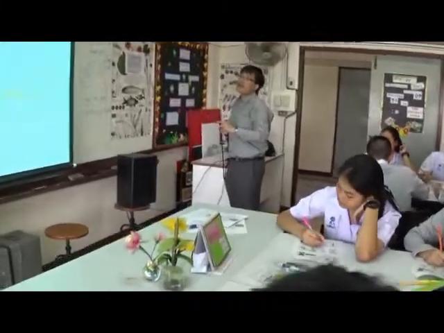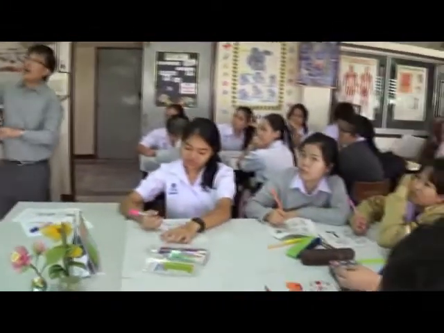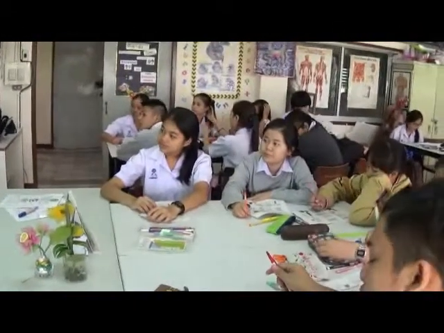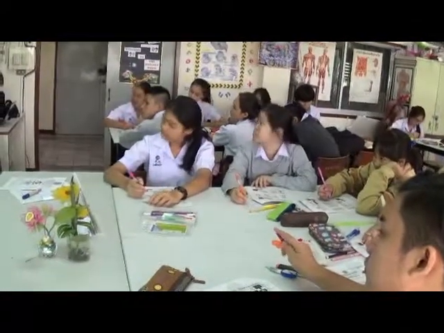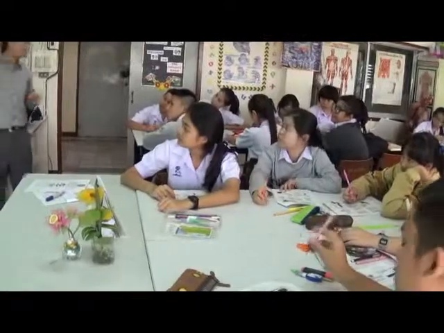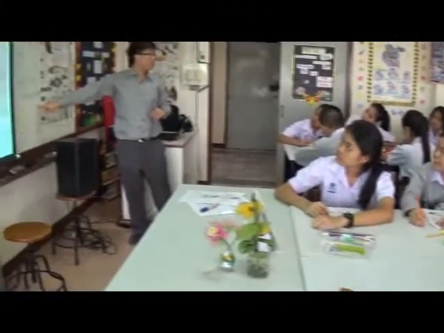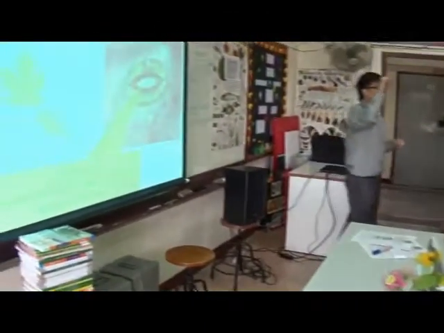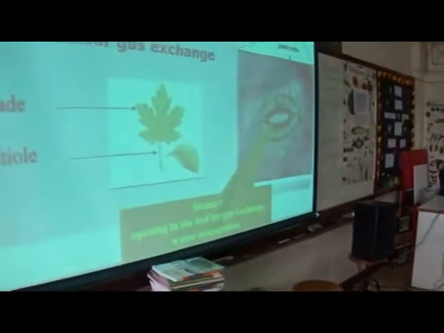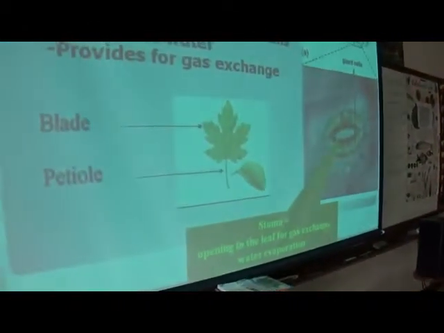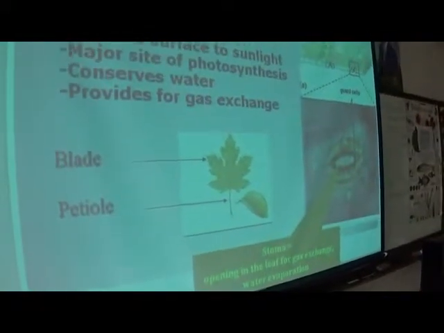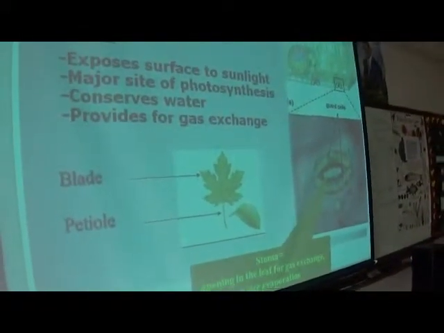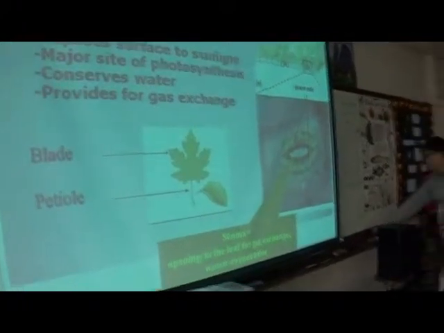The next one, leaf. Leaf has the function of photosynthesis. You can see this. Okay, you can write this in this picture. Photosynthesis. What is the reason for the photosynthesis? It's the color green. Why is it green? Yes, chloroplast.